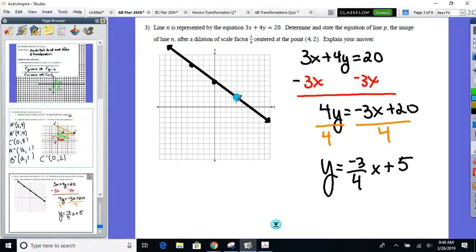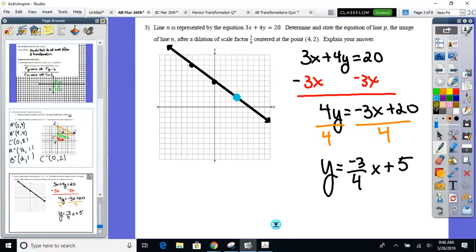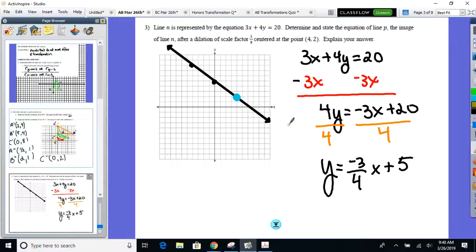There's 4, 2. Let's think about this. Come on, dig deep. This random point on the line is going to get closer to 4, 2. Where is it? It's still on the line, isn't it? This point way up here is going to get closer to 4, 2. Where is it going to land? Somewhere where? On the line.